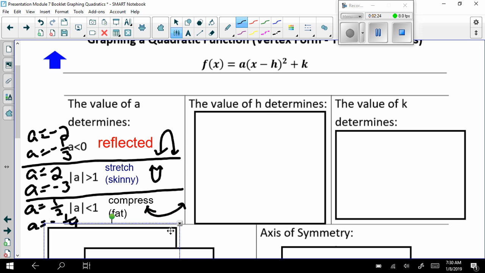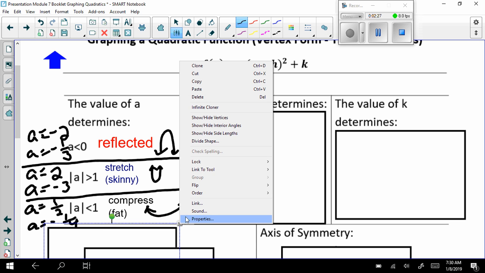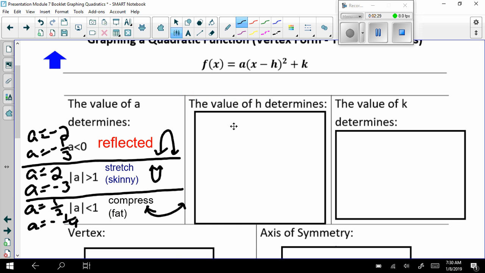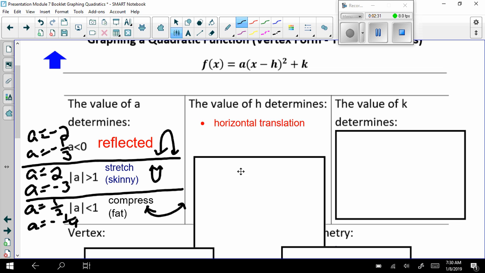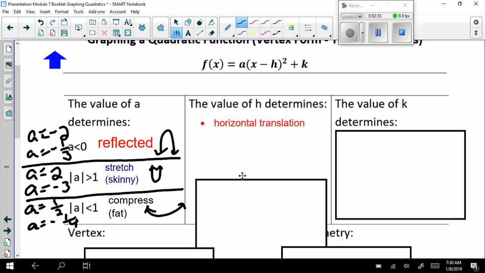Now, the value for h determines two things. The first thing is the horizontal translation. So remember, your horizontal translation means you're moving left to right. If h is positive, so if h is greater than 0, then you're going to move to the right. And if h is negative, you're going to move to the left.